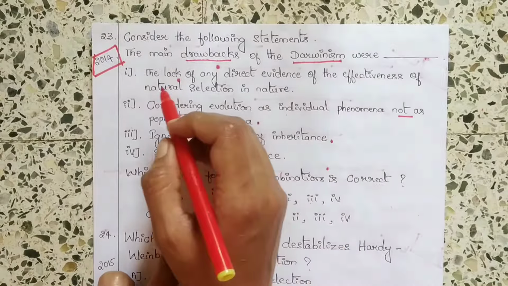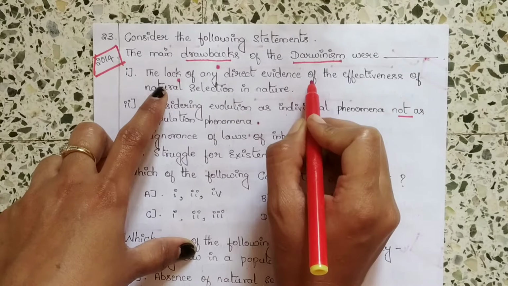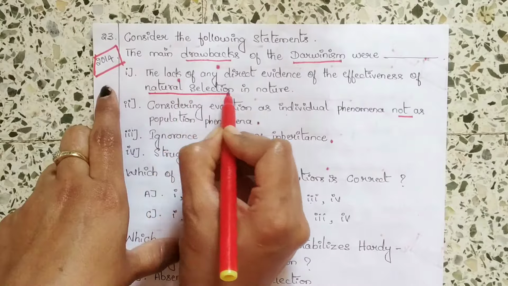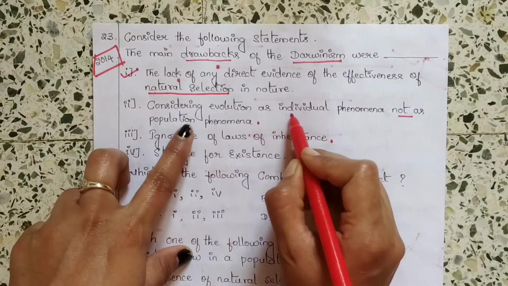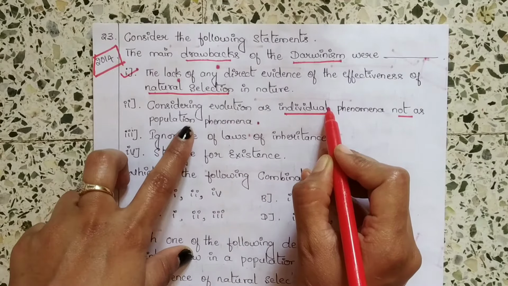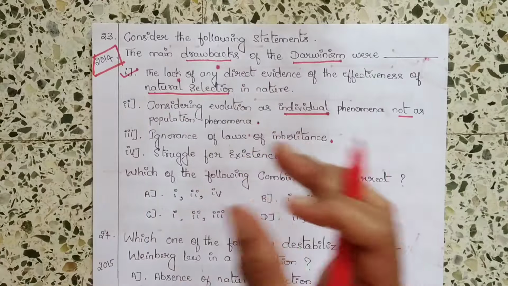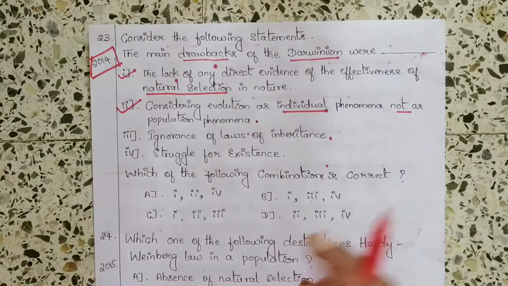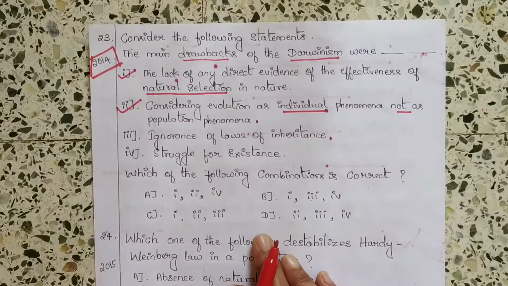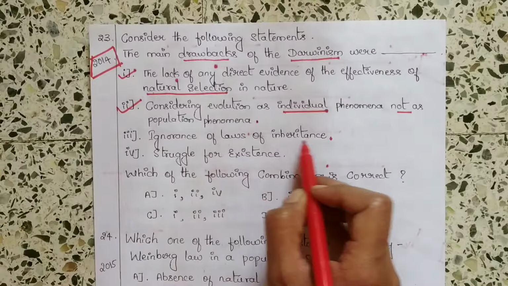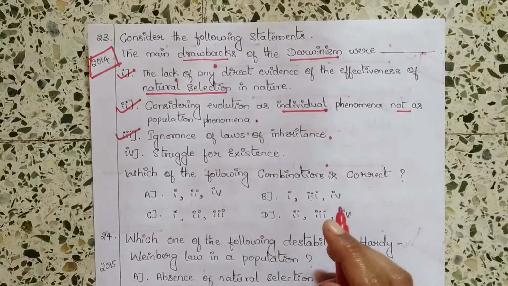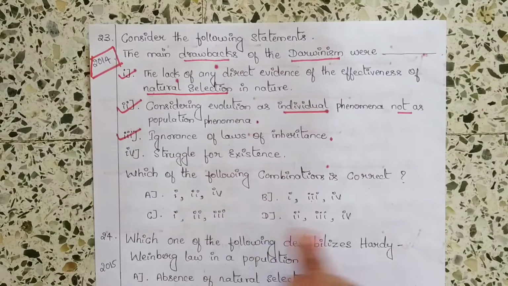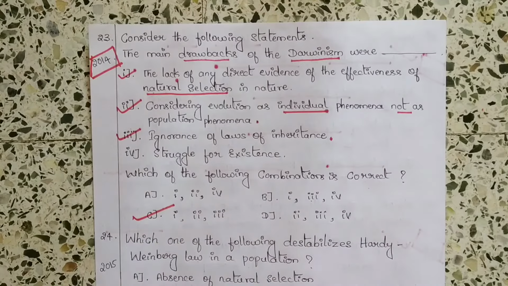The first one, that is the lack of any direct evidence of the effectiveness of natural selection, is the first drawback of Darwinism. Next, considering evolution as an individual phenomenon, not as a population phenomenon. It isn't considered as a whole population, but as an individual phenomenon. That is another drawback. And the next one is the ignorance of laws of inheritance. These three are the drawbacks of Darwinism. These three are given in option C. So C is the correct option.